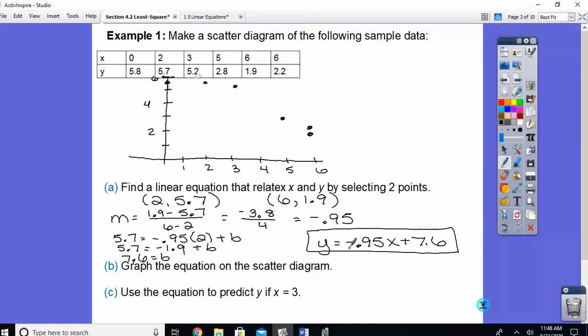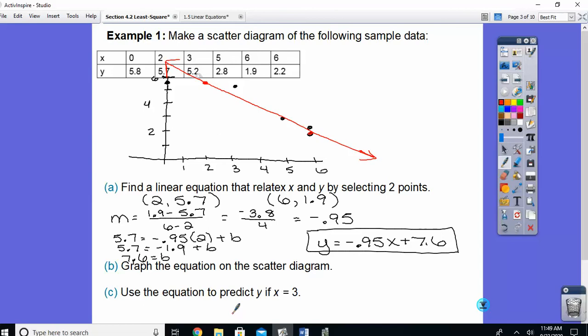Now, is that necessarily a good line? It's something. If I drew it, that line was connecting the points I picked, 2, 5.7, and 6, 1.9. So it's not a horrible line. It kind of models the data, but it's not perfect. I just got it by picking 2 points randomly. You know, if I pick 2 different points, I get a different line.